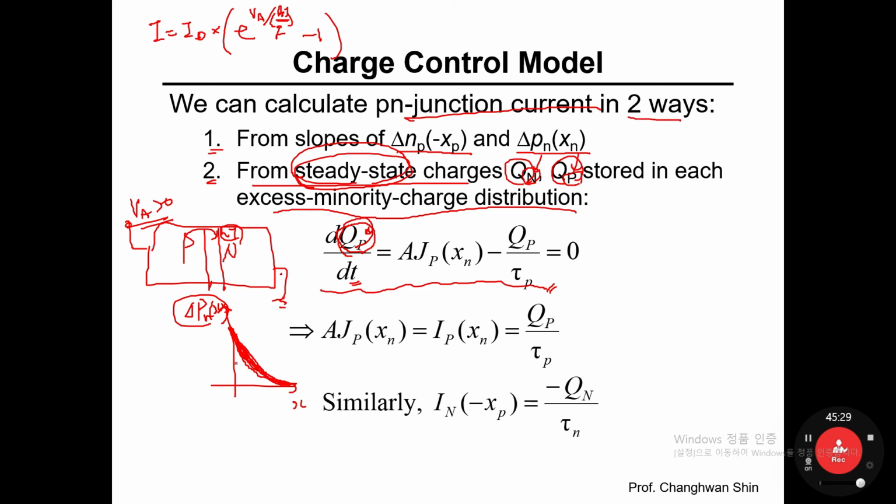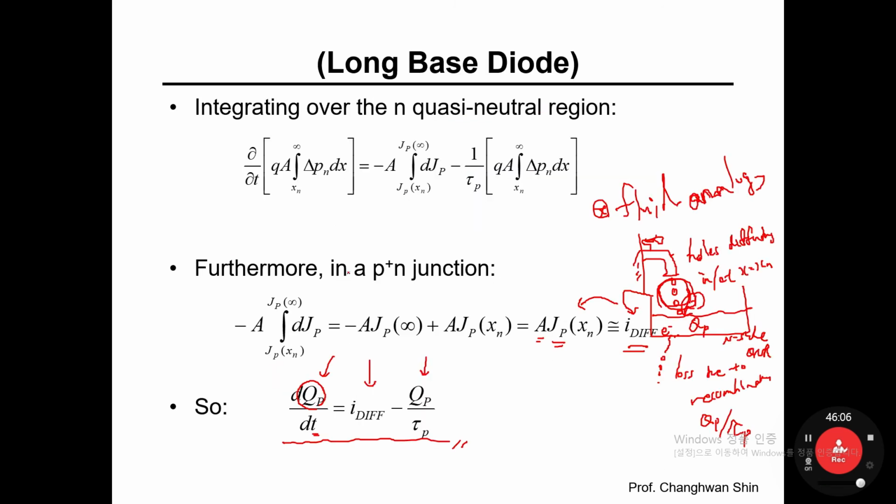That is a steady state, right? So this area, QP, can never be changed by time. In other words, if I take the derivative of QP with respect to time, that should be zero. That has been used here: dQP over dt is identical to 0. By the way, how was dQP over dt written? Yes, there we go. Take a look at this equation again.